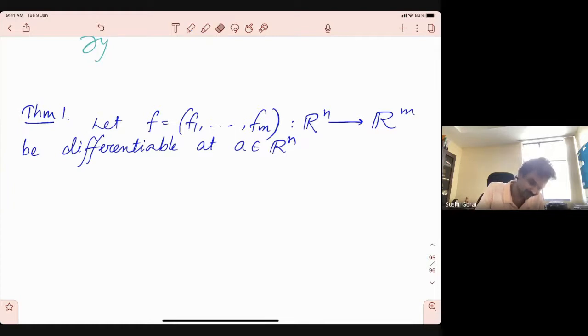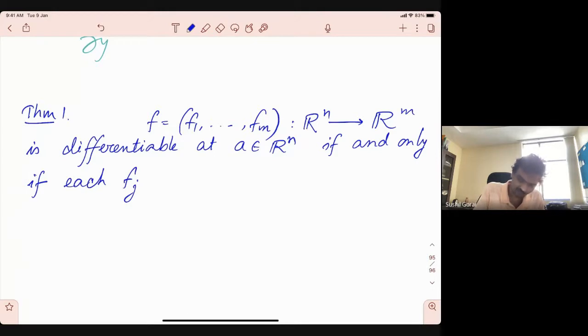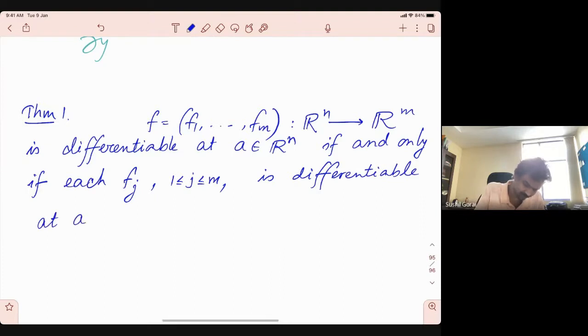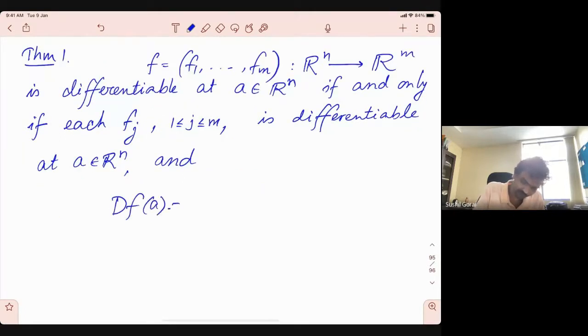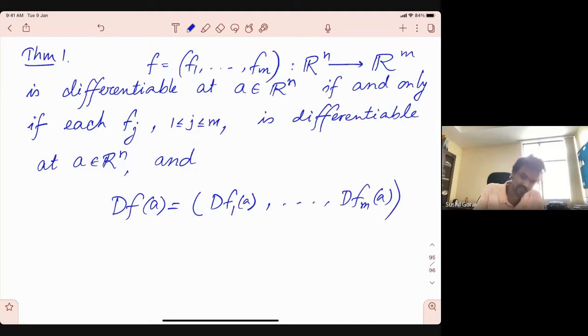Well, actually, we don't need it. We want to write this as an if and only if statement: f is differentiable at a if and only if each fj, so 1 less than or equal to j less than or equal to m, is differentiable at a in Rn, and the derivative of f at a is nothing but (df1 at a, ..., dfm at a). You see, dfa is a linear transformation from Rn to Rm.